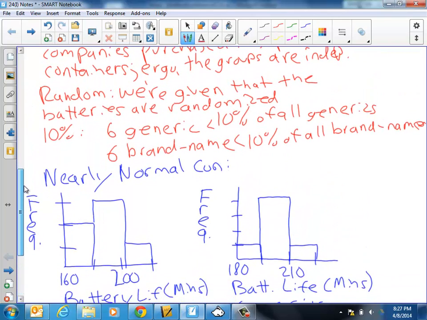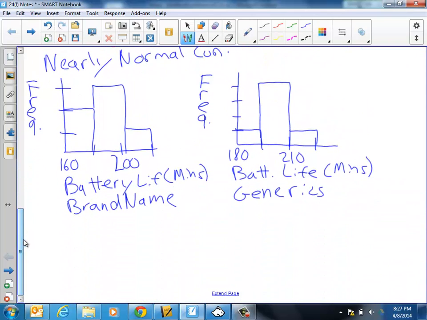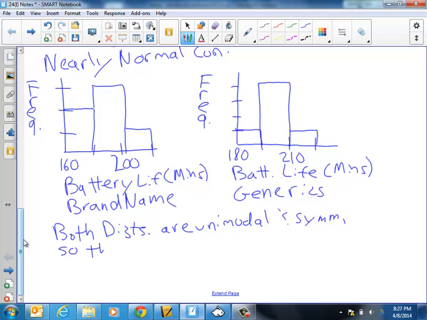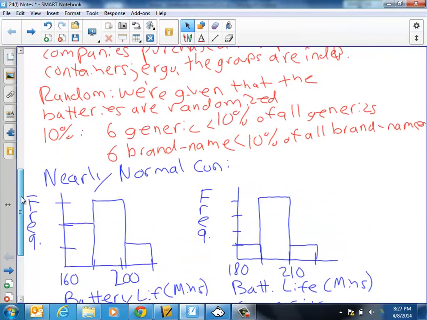So it is not enough with the nearly normal condition to just build the histograms. Go ahead and say yes. Both distributions are unimodal and symmetric. So the NNC, the nearly normal condition, is met. Okay. All right. So all the conditions are knocked out.